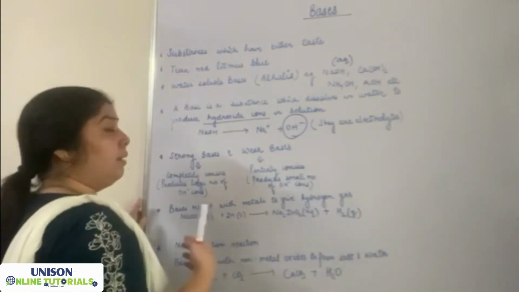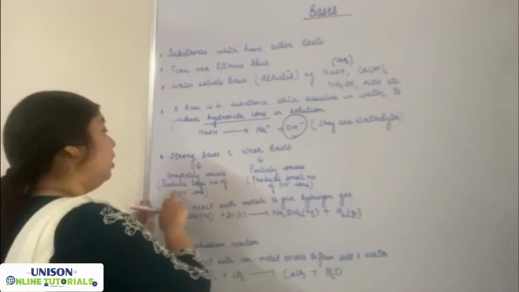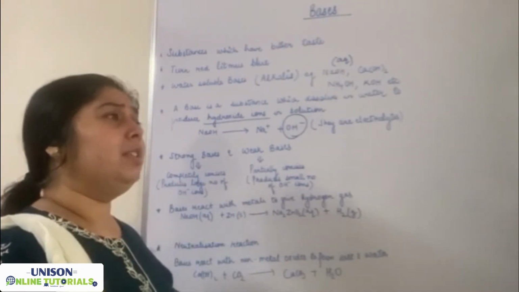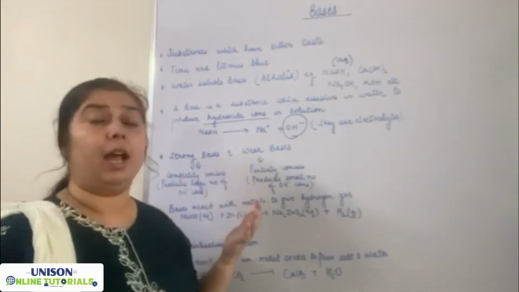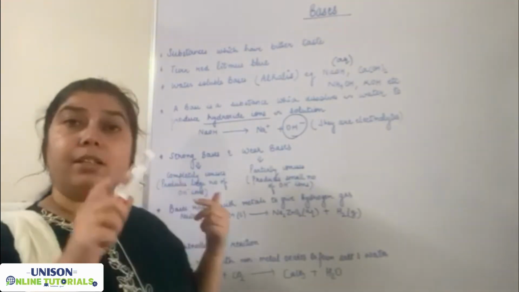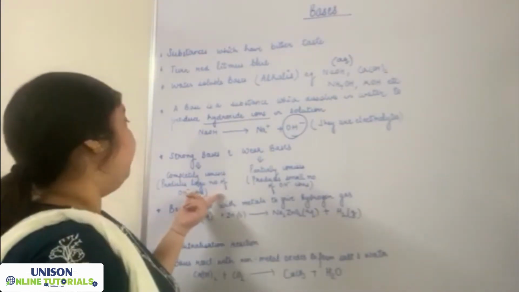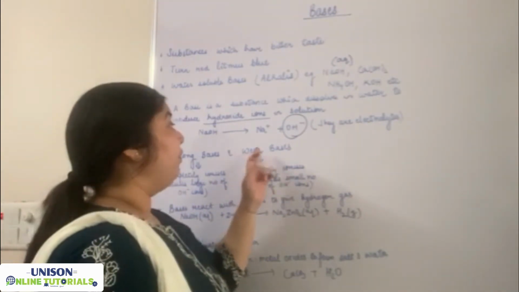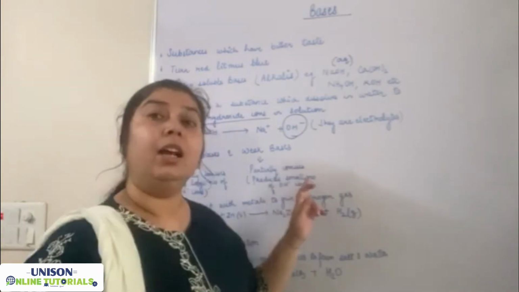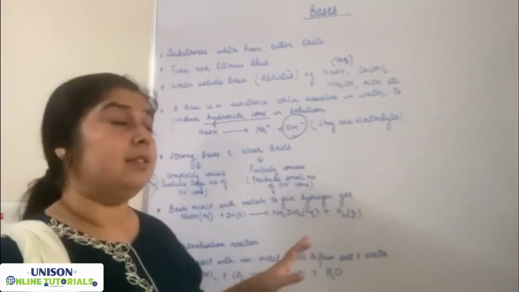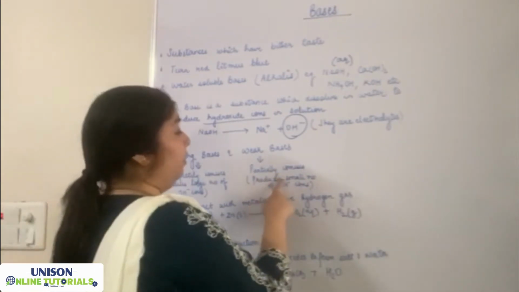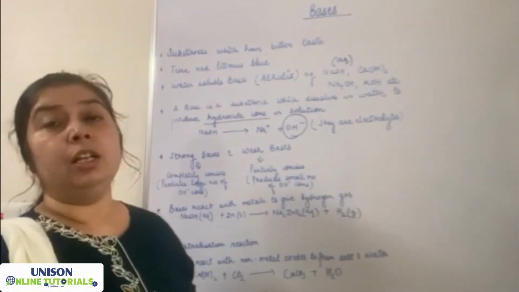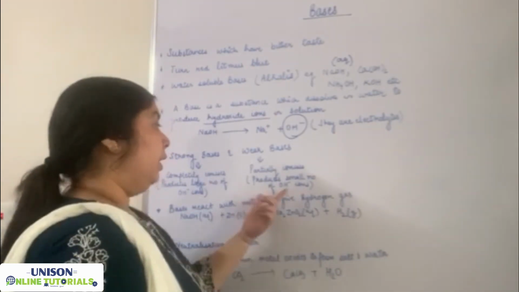So obviously when there is complete ionization or complete dissociation, it produces a large number of OH negative ions, or you can say their degree of dissociation, which you will study in higher classes, denoted by the symbol alpha, is more. And in the opposite case we have weak bases which are partially ionized. They are not completely ionized, and they produce a small number of OH negative ions. They are not able to furnish a large number of OH negative ions, that is hydroxide ions.